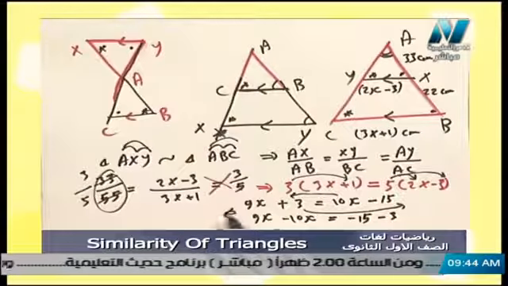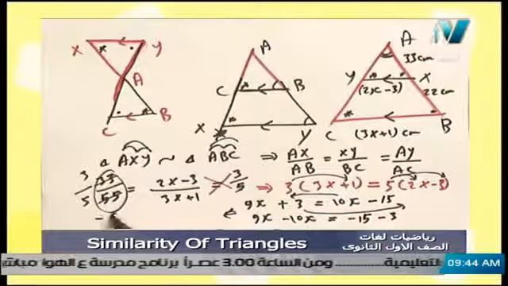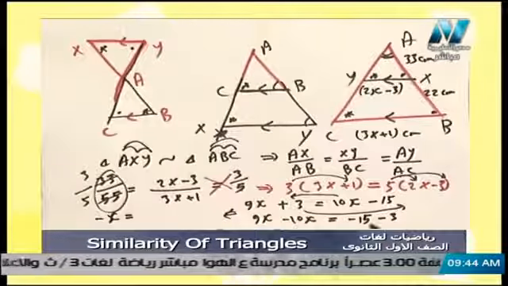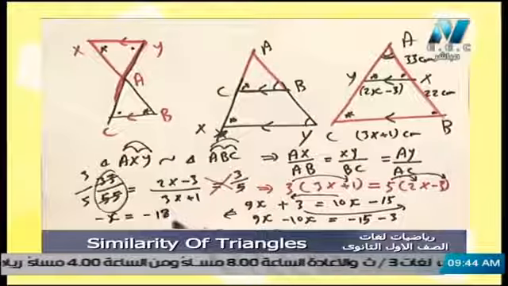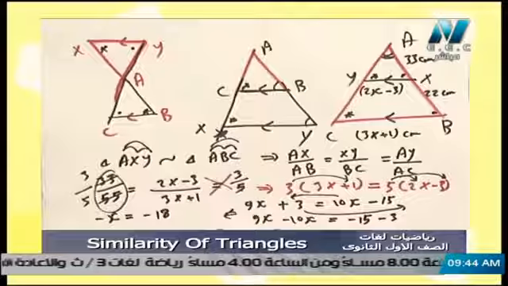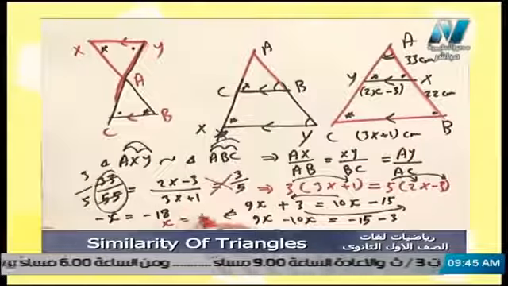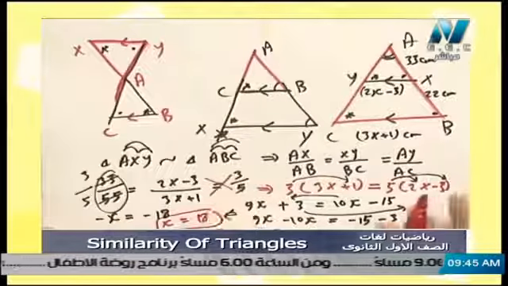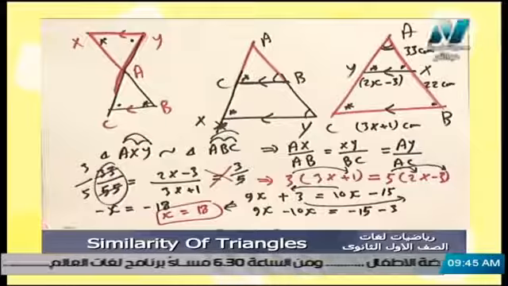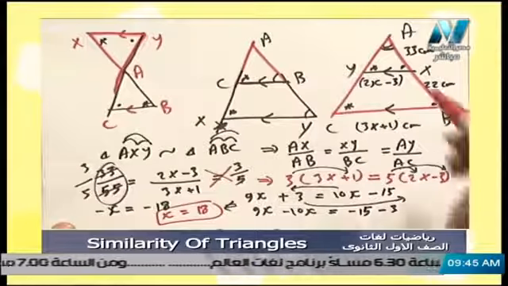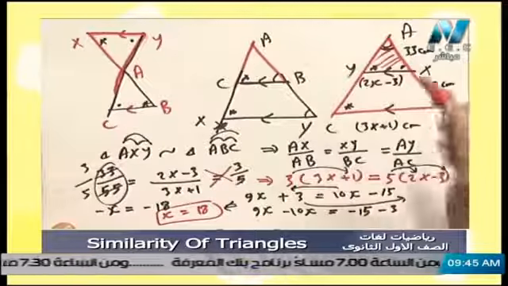Okay, 9x minus 10x equals negative x, and negative 15 minus 3 equals negative 18. So we can say that x here equals 18. Okay, x here equals 18, and this is the first request. And the second one, we have already proved that the triangle AXY is similar to triangle ABC.